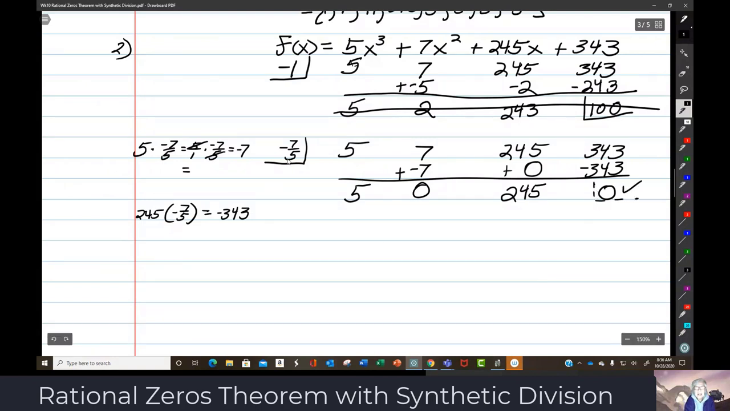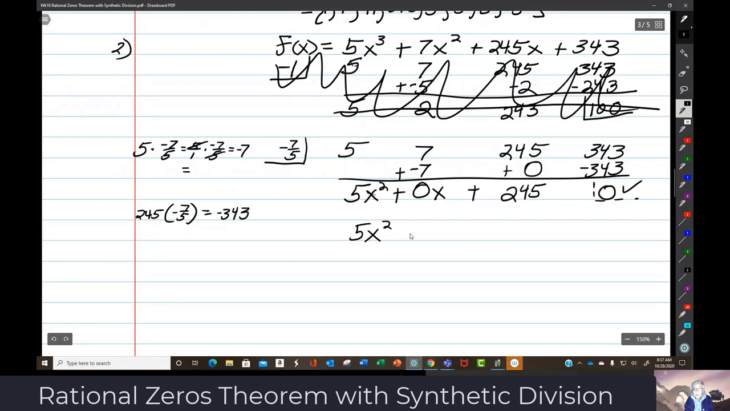Which means negative 7/5 and negative 1 are rationals. Oh, negative 1 is not. Mark that out. Negative 7/5 is a rational zero. Now, we have just come down one successful synthetic division. Our quotient is going to be 5x squared plus 0x plus 245. Okay, so I take 5x squared plus 245 and set it equal to 0.